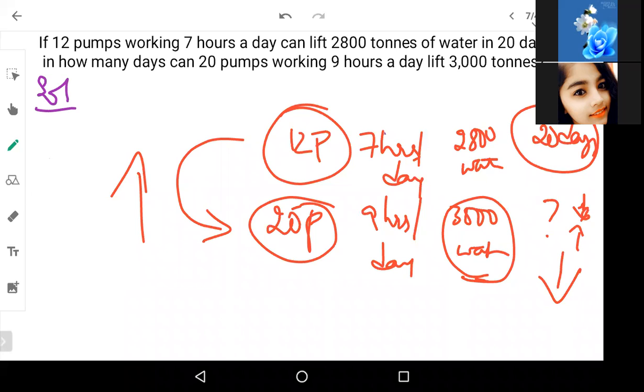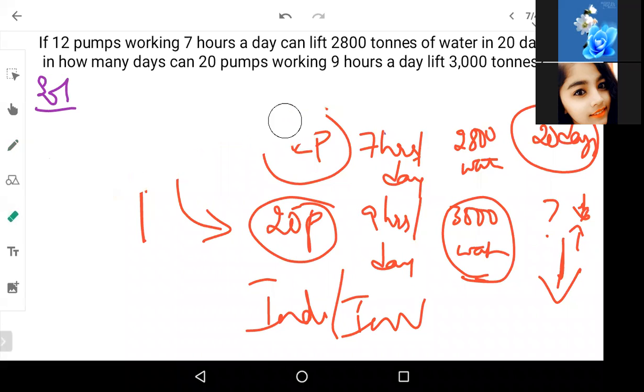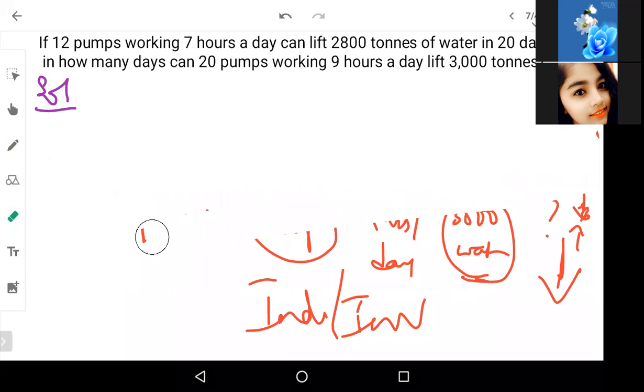So if the number of pumps increases and the number of days decreases, it is in which proportion? Direct or inverse? Indirect proportion. Correct? One is increase, one is decrease. So it is indirect or inverse proportion. Understood how to find out direct or indirect? You have to analyze whatever is given in the question and then you will be able to understand. Okay. Now let us define that it is an inverse proportion and we will solve the problem.